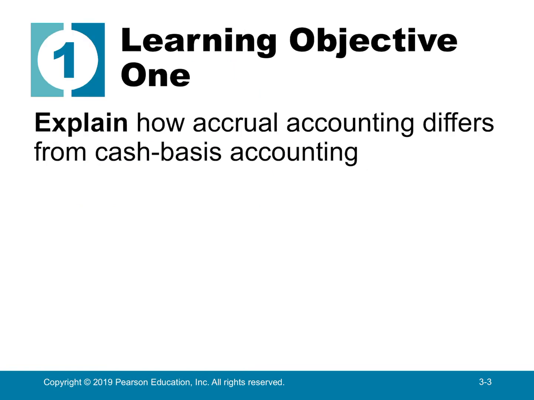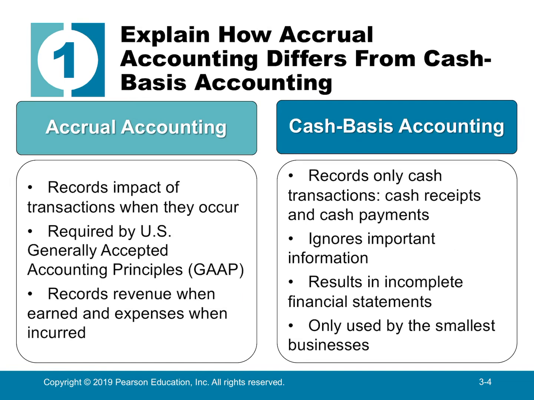So first, let's just look at how accrual accounting differs from cash basis accounting. So here's the major comparison between accrual accounting and cash basis accounting. So in accrual accounting, we're really recording the impact of transactions when they occur, right? It's very important to note that accrual accounting is what's required by generally accepted accounting principles, which is GAAP, right? These are all the rules that we're learning in this class. So you must follow accrual accounting. The key here is that it records revenue and expenses when incurred.